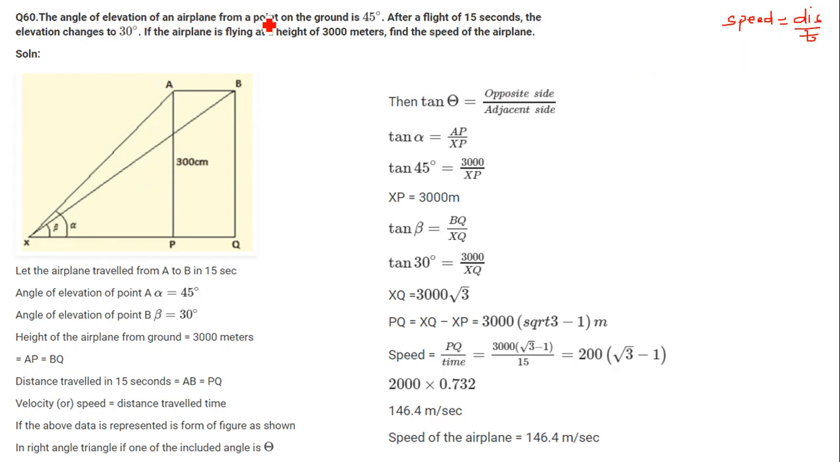So the angle of elevation of an airplane from a point on the ground is 45 degree. So this bigger angle is 45 degree. The airplane is here right now at this point. After 15 seconds, it has moved to this position B. And now the angle has changed to 30 degree. So the angle will be reduced to 30 degree. If the airplane is flying at a height of 3000, so this will be 3000 from here to here. So this will also be 3000. Find the speed of the airplane.